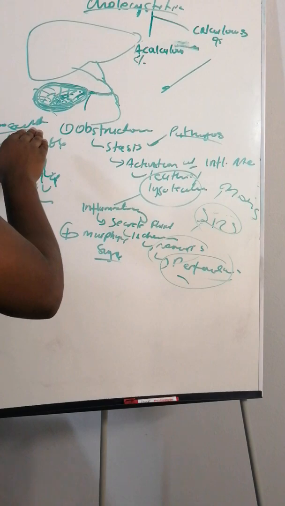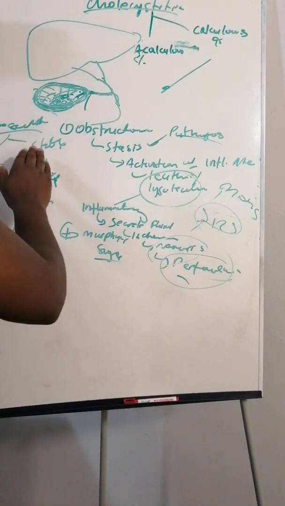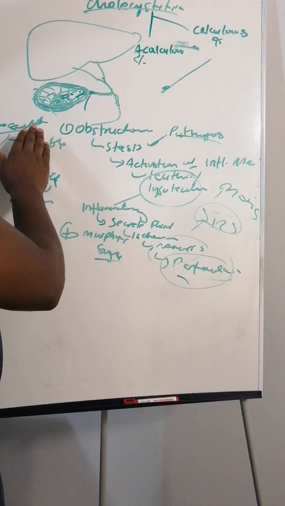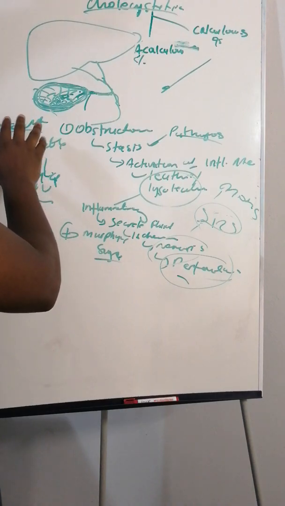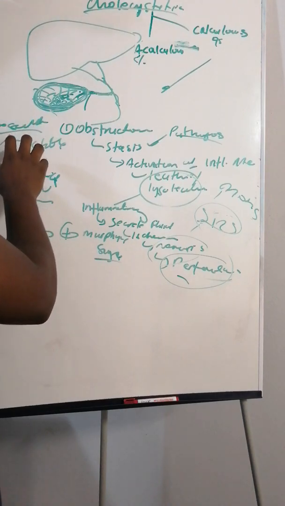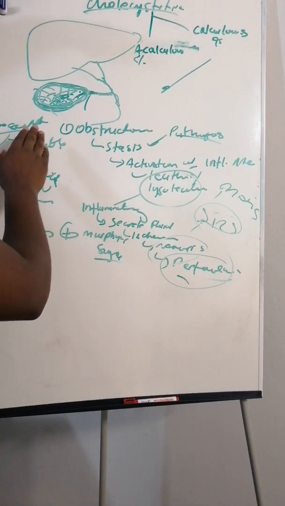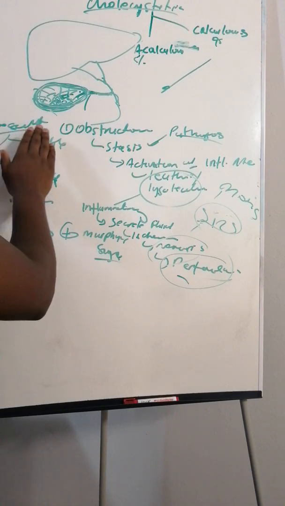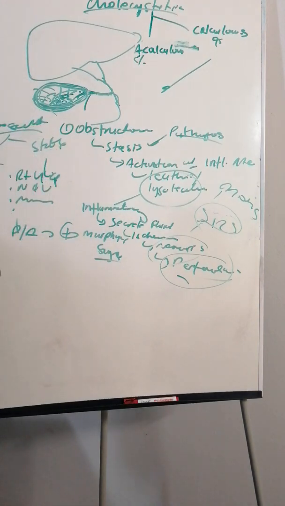Because remember, when they inspirate, their lungs inflate and push down the diaphragm. The diaphragm will push the liver, which will push the gallbladder. That gallbladder is going to come and rub against your hand, then they will scream because of the pain. That's a positive Murphy's sign.